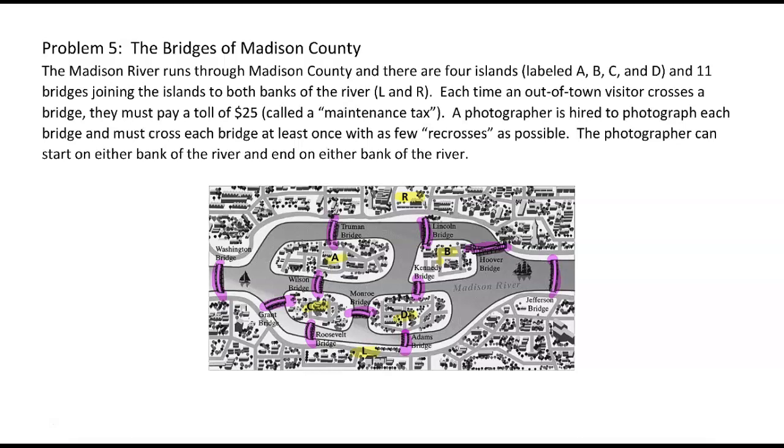For our purposes, we're going to suppose that a photographer is hired to photograph each bridge and must cross each bridge at least once with as few recrosses as possible. They don't want to retrace their steps more than they need to. The photographer can start on either bank of the river and end on either bank of the river. Our job will be to figure out the best route for the photographer to be able to do this. And we will be able to come up with the best case scenario once we have all of the tools that we learned in Unit 5.